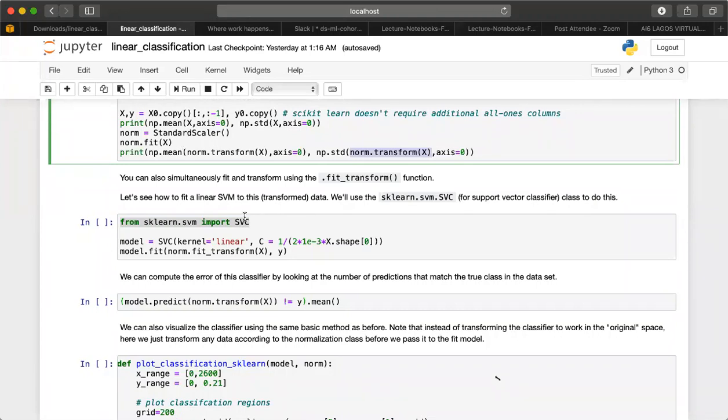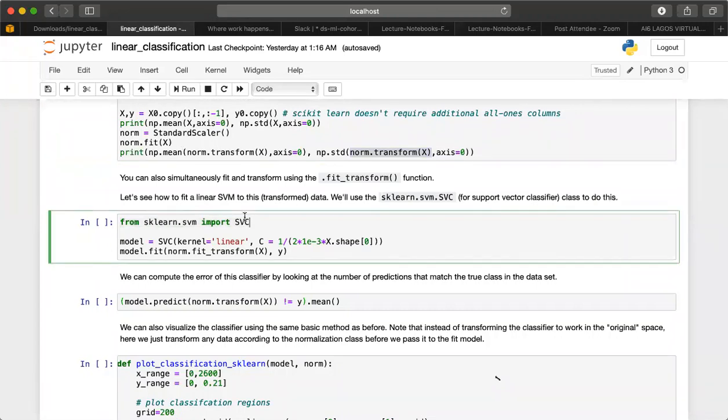And for SVMs, scikit-learn has an SVM package. Inside the SVM package, you have the SVC. And with SVC, you can then define whether it is a linear kernel or a non-linear one, right? And then you define C.